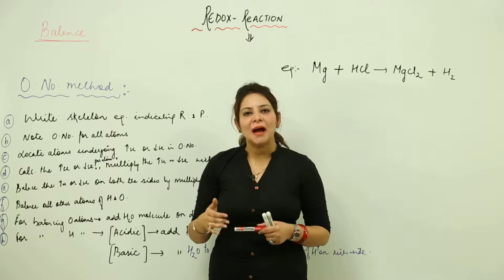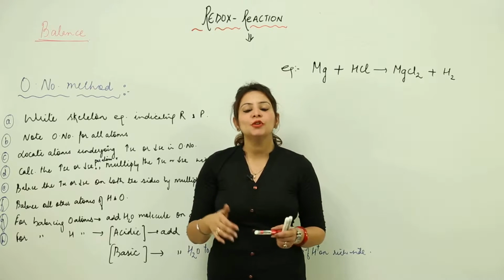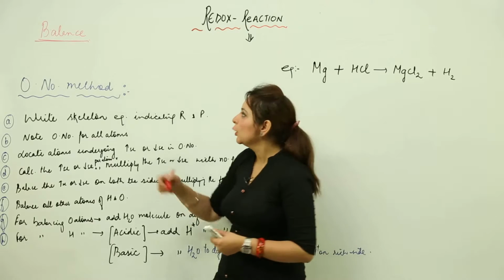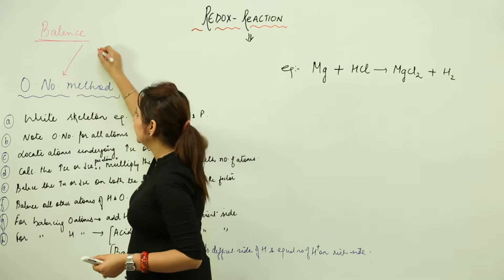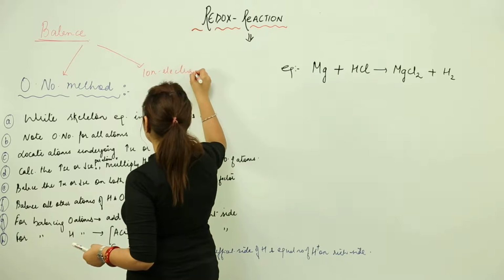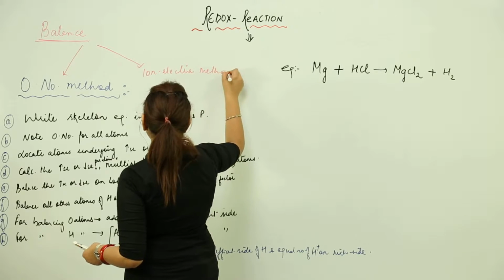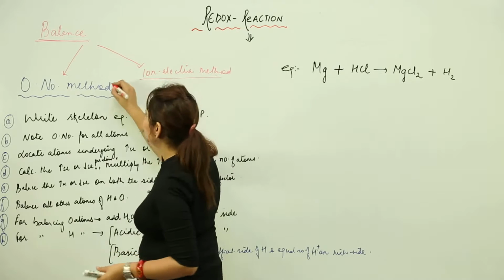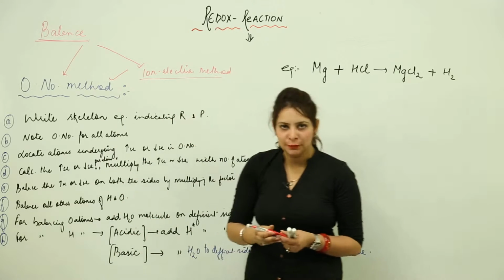Now we are going to balance the ionic equations, and for that we have two methods. One is the oxidation number method and second is the ion electron method. We will be taking the ion electron method afterwards. So now we are starting with the first method, that is the oxidation number method.